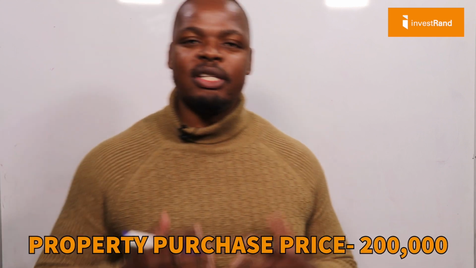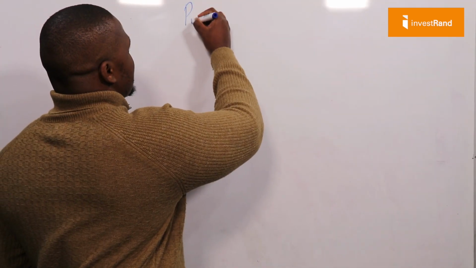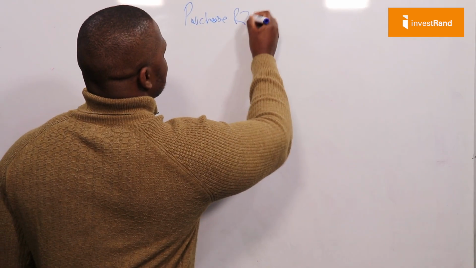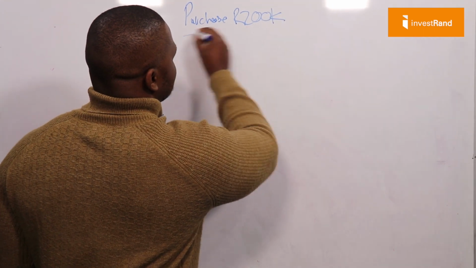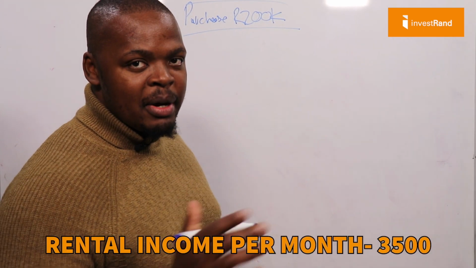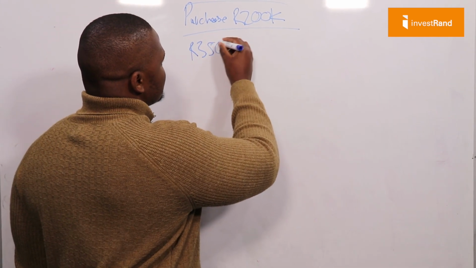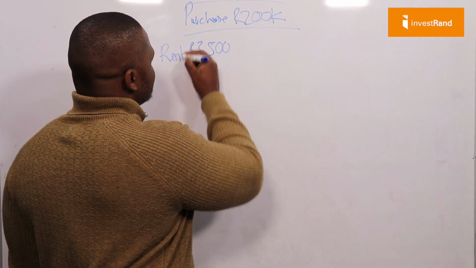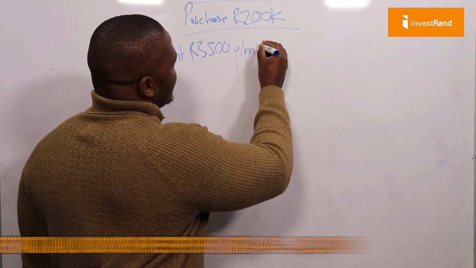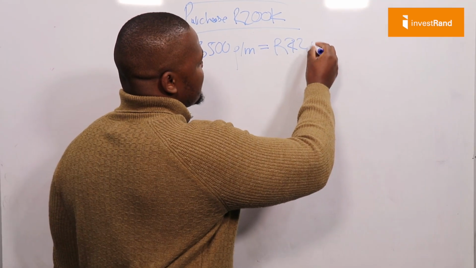Let's say you bought a property at a great discount, for 200,000 Rand. So this is the purchase price of your property. Now, let's say this property is giving you a rental income per month of around 3,500. So you'll have 3,500 in rent. That's your rental income per month. And in a year, it's around 42,000 Rand. You get 42,000 Rand in a year.